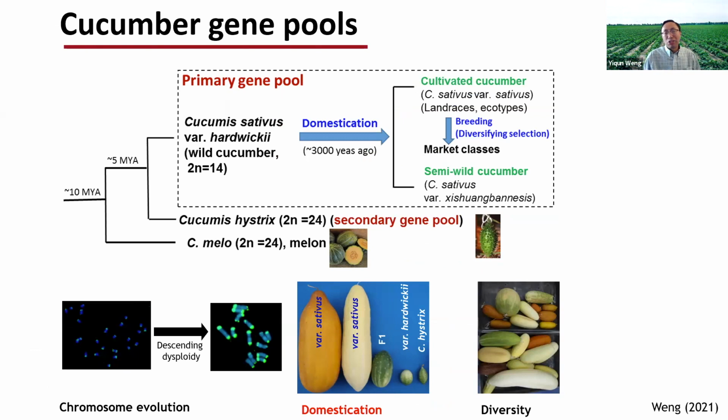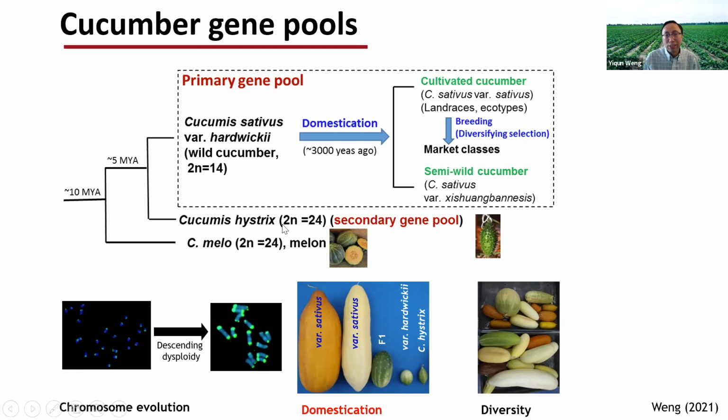Wild cucumber actually has free gene flow with cultivated cucumber. We don't have any real valuable source of resistance from wild cucumber, which is distributed primarily in India, Thailand, and the surrounding regions.